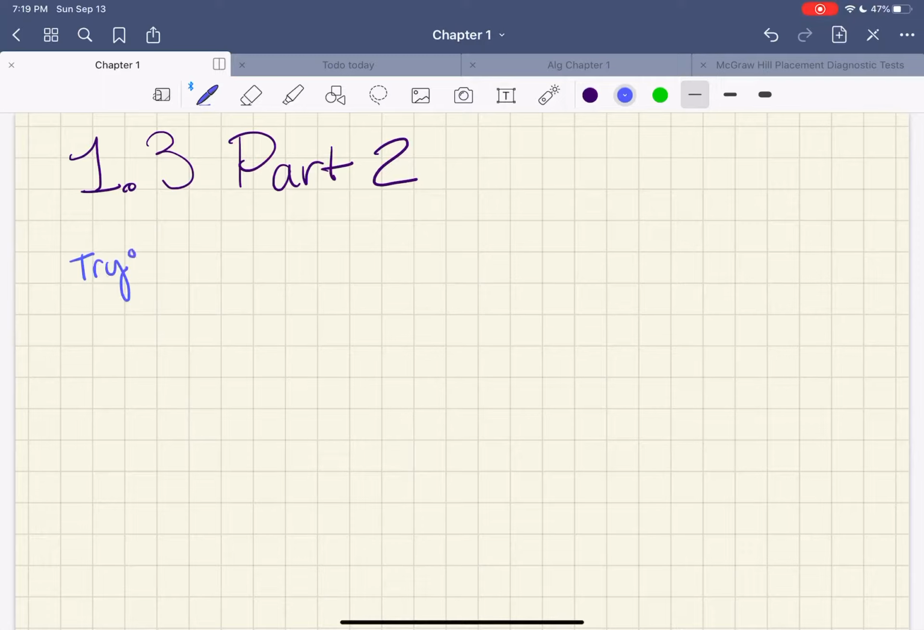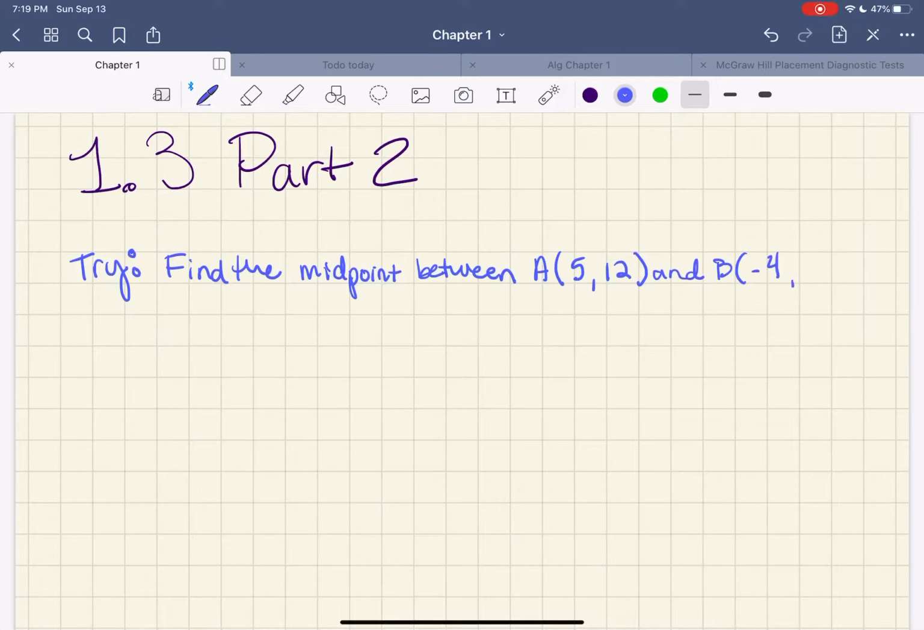I do want to give you a quick try problem for the midpoint formula. So I would like you to try to find the midpoint between point A at 5, 12, and B at -4, 8. So plug it in, give it a try.